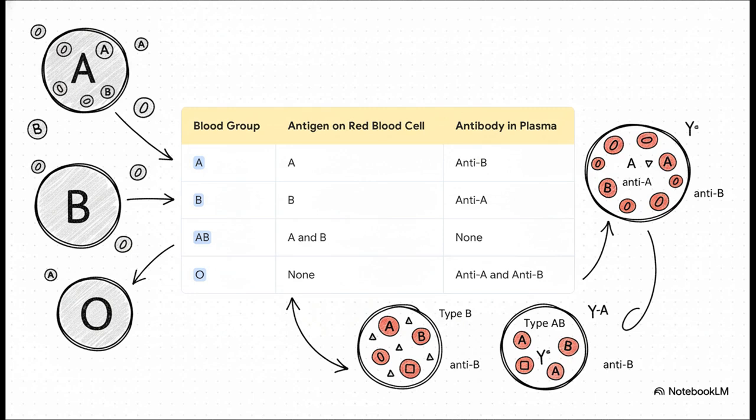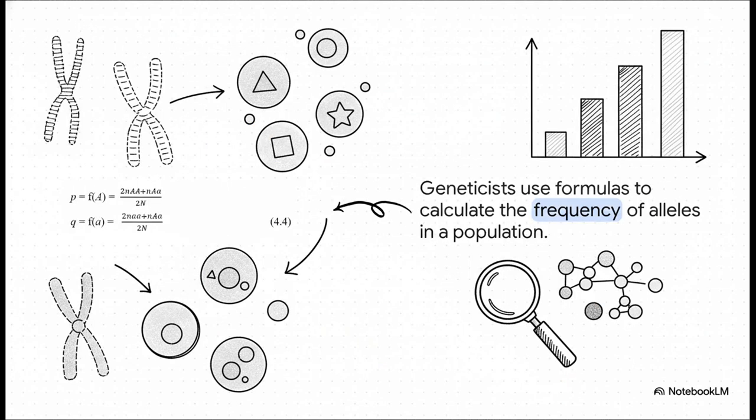We've got different alleles, A, B, and O, and they determine what kind of markers or antigens are on your red blood cells. Your specific genotype, the combination of alleles you inherited, determines whether your blood type is A, B, AB, or O. And here's the really cool part. We can actually measure the frequency of these blood type alleles in any population on Earth.